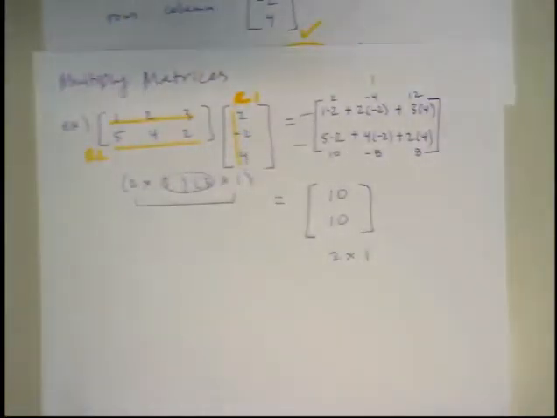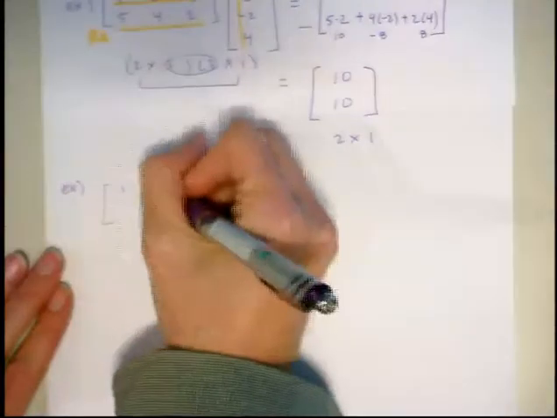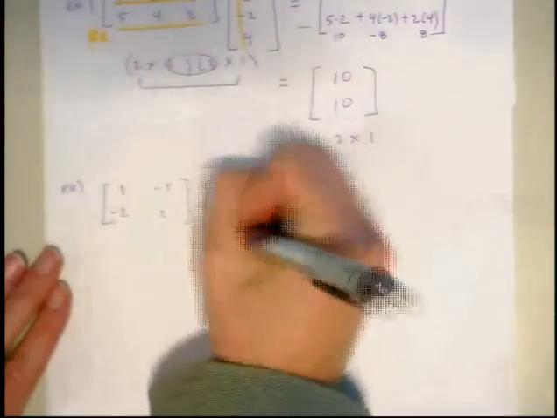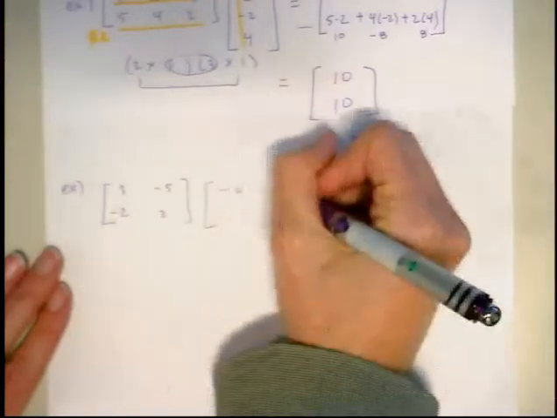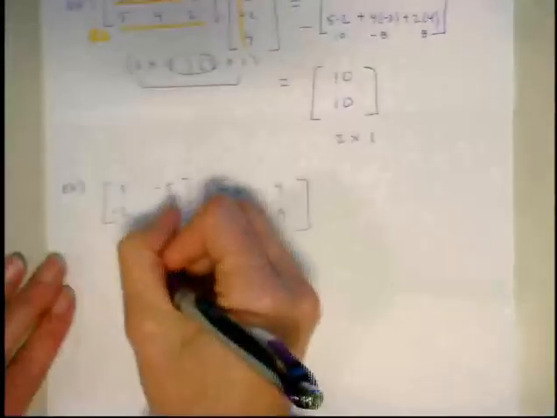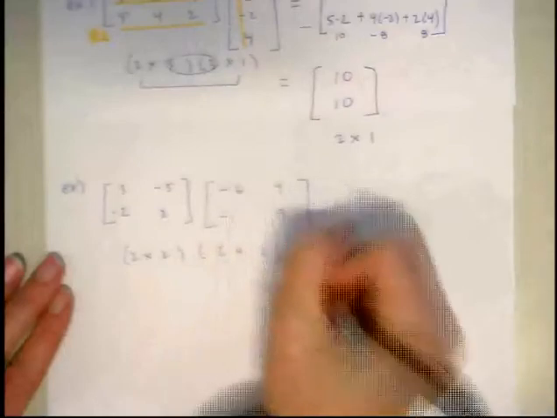Okay, let's do another one. Let's do this one. I've just got some examples next to me here. So for example, we're going to take 3, -5, -2, 2, and multiply that by the matrix 6, 4, -1, 9. Okay, the first thing I do is I check for compatibility. I've got a 2 by 2 matrix that I'm multiplying by a 2 by 2 matrix.